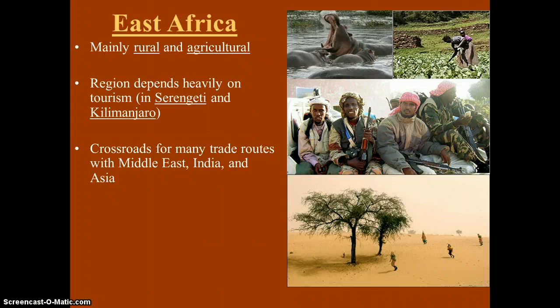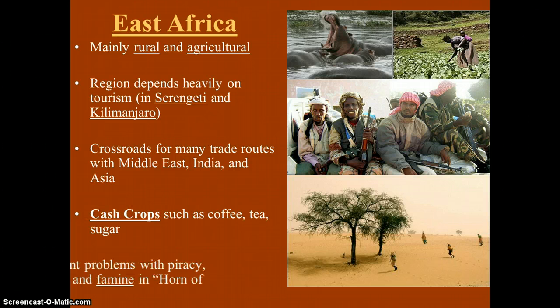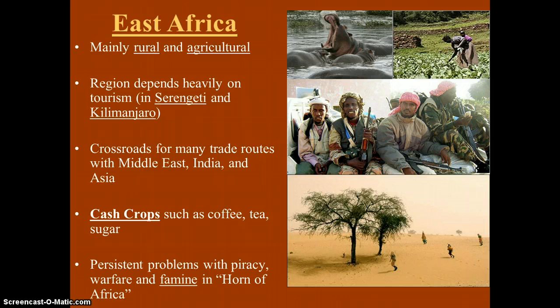It's a crossroads for many trade routes with the Middle East, India, and Asia. And they have cash crops such as coffee, tea, and sugar. And there is a persistent problem with piracy, warfare, and famine in the Horn of Africa.